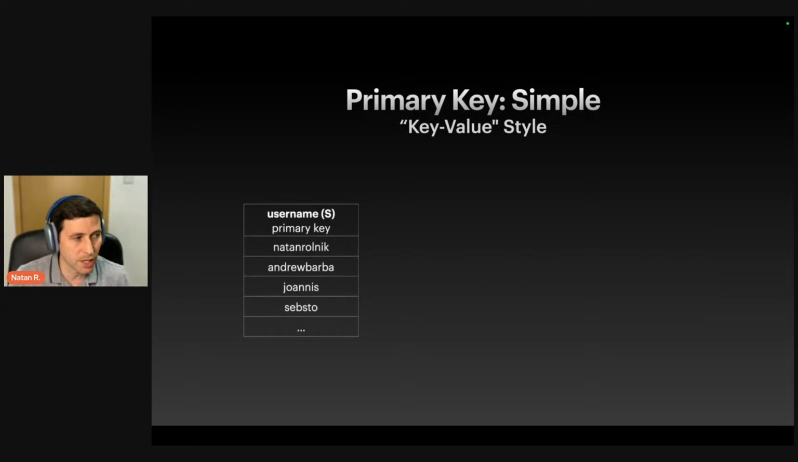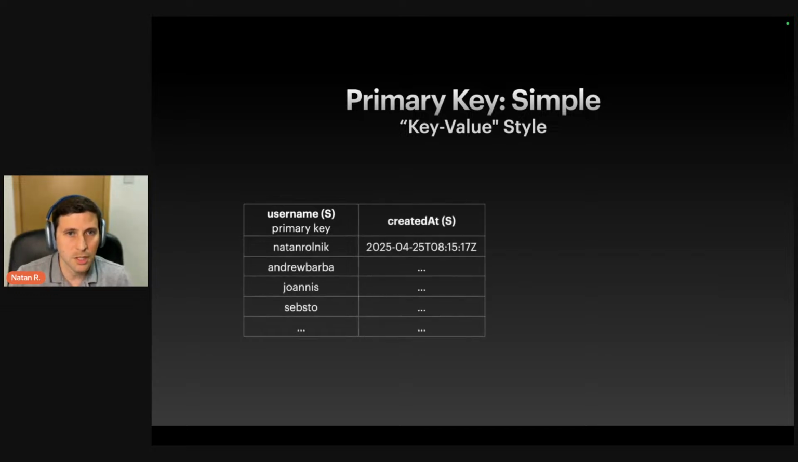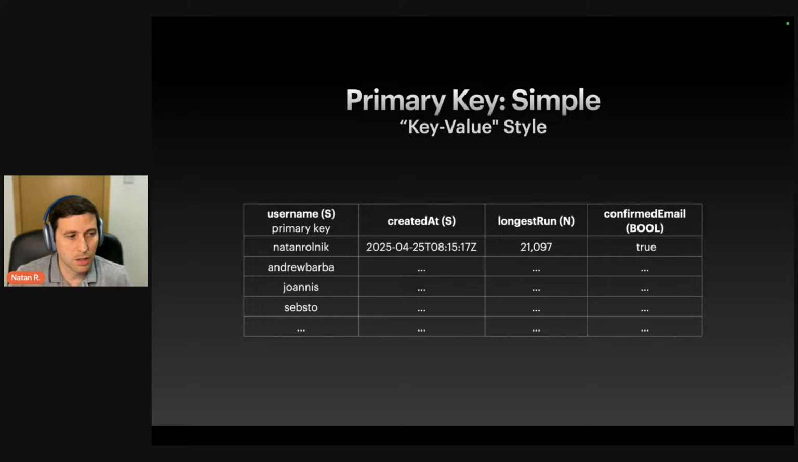So, for example, I can have different names, and I can have a property created at, which I convert to a string. I can have a longest run, which is a number, and I can also have, for example, a Boolean property. So this works with Dynamo. But this works pretty much like a key value database. And although it works, it's not the best way to use Dynamo.